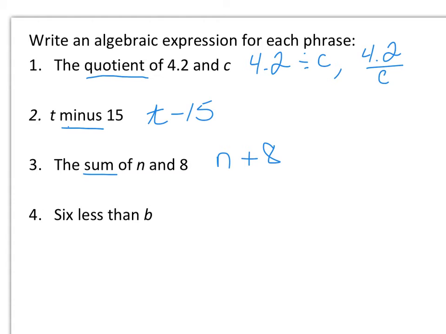And number 4 says 6 less than b. Less means subtraction, but anytime you see the word than, it's going to switch the order. So actually, we're going to write b minus 6 for the last one.